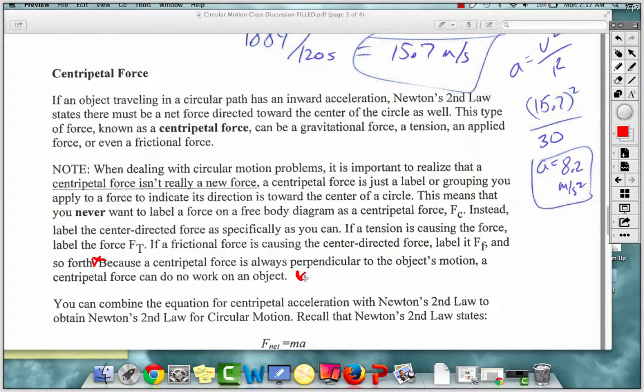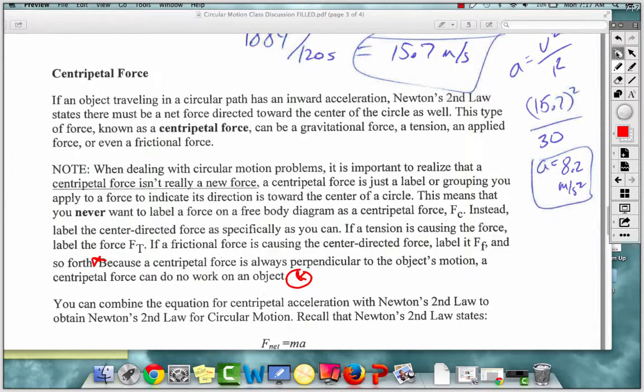The centripetal force is always perpendicular to the object's motion. So therefore, since it's perpendicular to the object's motion, it can do no work on the object, and what that really means for us is it doesn't make the object speed up or slow down. That's why in all these problems the speed stays the same, it's just that the direction is what changes.